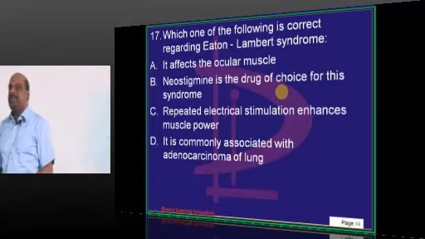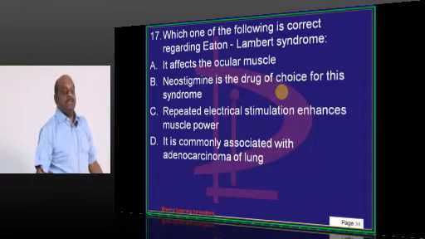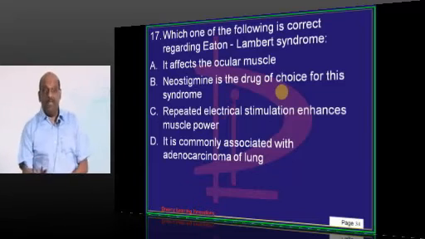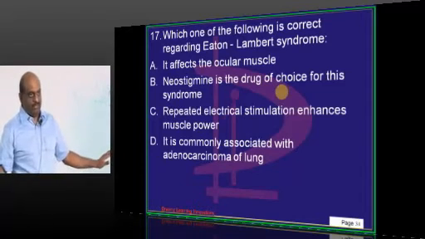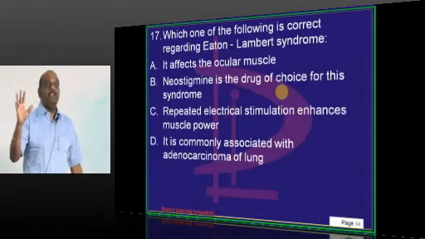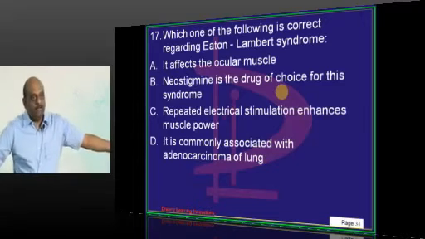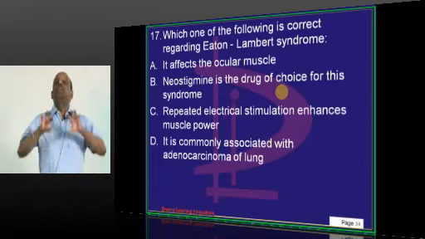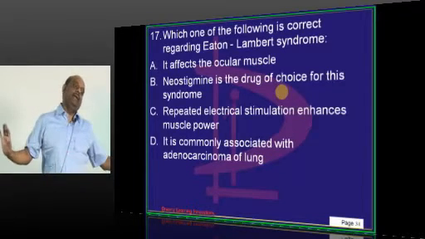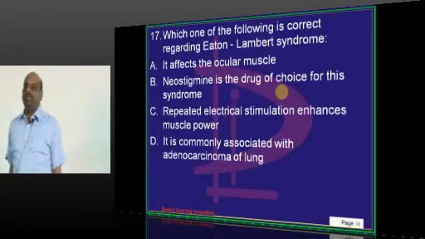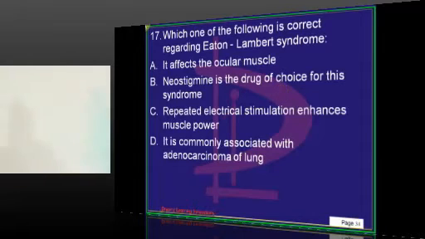So Eaton-Lambert is about presynaptic voltage-gated calcium channels responsible for the release of the neurotransmitter. That you need to remember. Myasthenia gravis is a problem of postsynaptic receptors to which the neurotransmitter is supposed to go and bind. If you know this, you know everything. Now give an answer at the end of all this story.